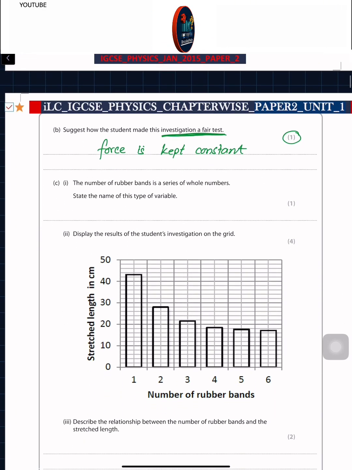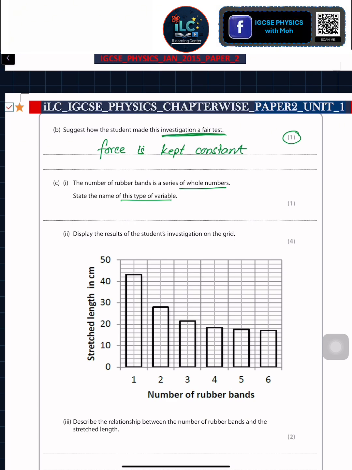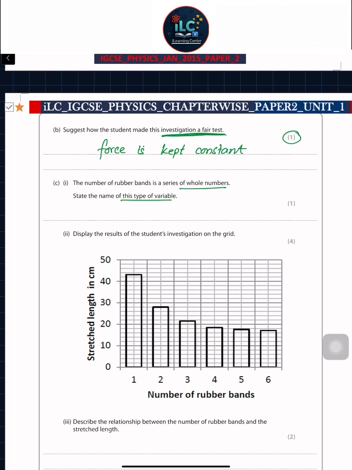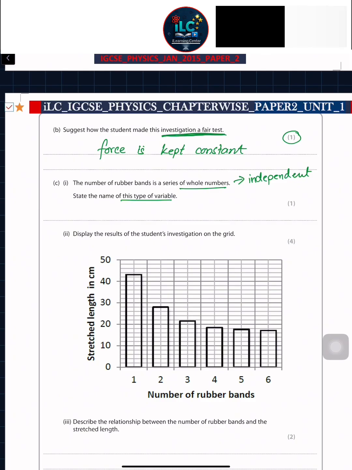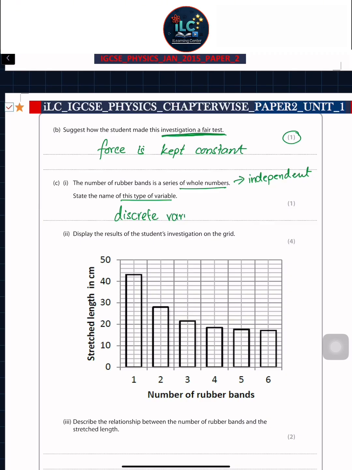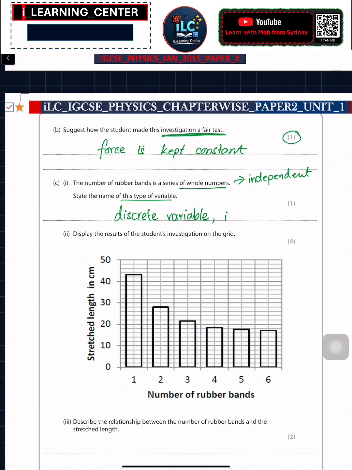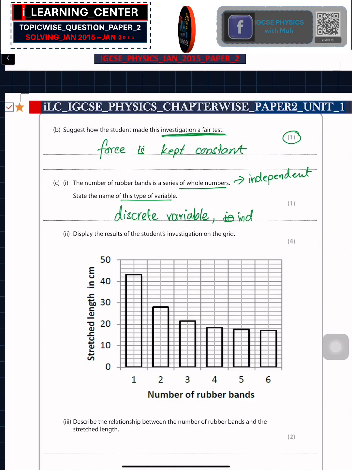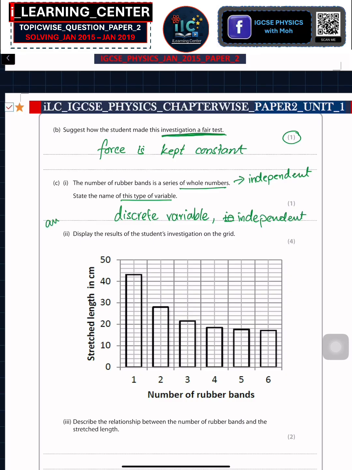Okay, the next part. Here it says the number of rubber bands is a series of whole numbers. Name the type of variable. From this experiment we already know that the number of bands is independent. But because it's talking about whole numbers, we'll say discrete variable. That means it can only exist in exact numbers. Or you can also say independent variable. Both of them will be correct, but just mention one of them in the exam. Don't mention both.